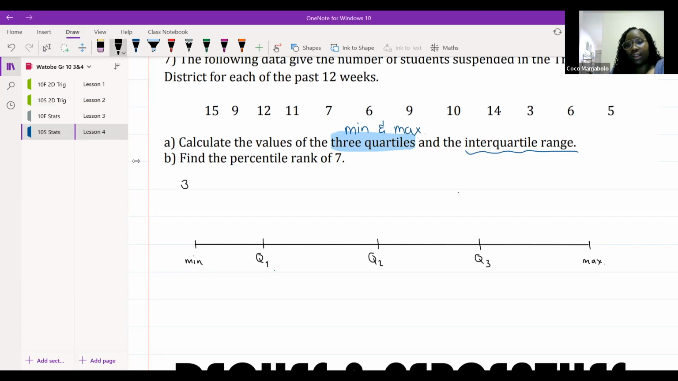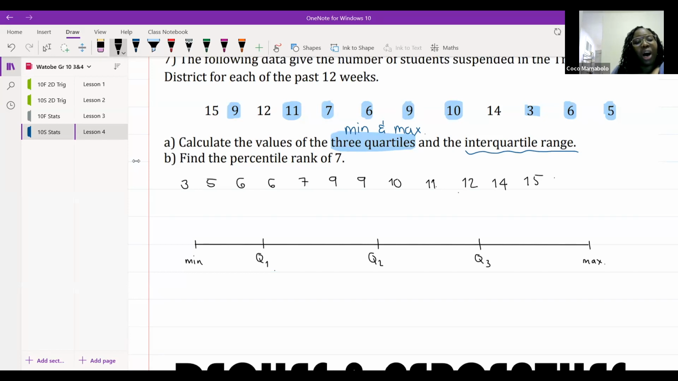All right, 3, 5, 6, 6, 7. And then I'm going to get 9, 9, 10, 11, and then 12, 14, and 15. All right, so you give me your mark out of 5 at the end, but I want us to see what's going to happen here.